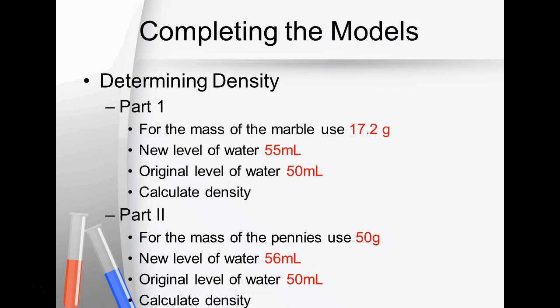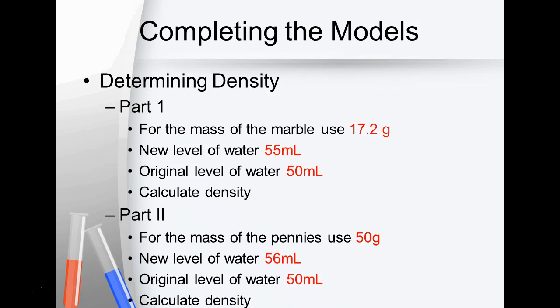Part 2. 1A, the mass of 20 pennies is 50 grams. Part 1B, the new level of water, 56 milliliters. The original level of water, 50 milliliters.